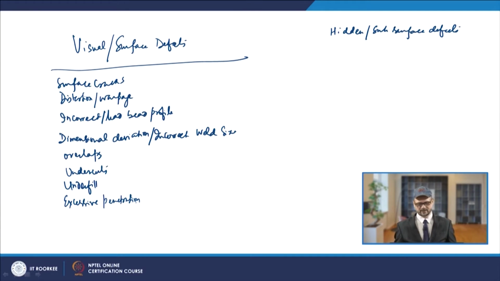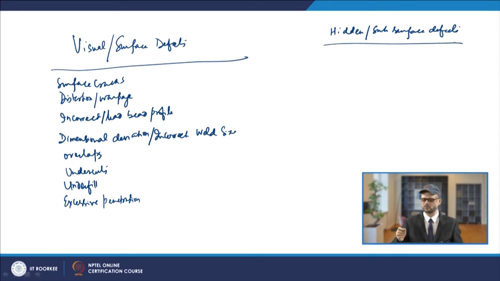You have defects like interruptions, which you can also see, so that is among the visible type of defect. You have surface porosity, you have surface oxidation. These are among the visual or surface defects, like surface spatter, which many times creates unevenness on the surface, or the surface finish is basically gone. These are examples of visual or surface defects.